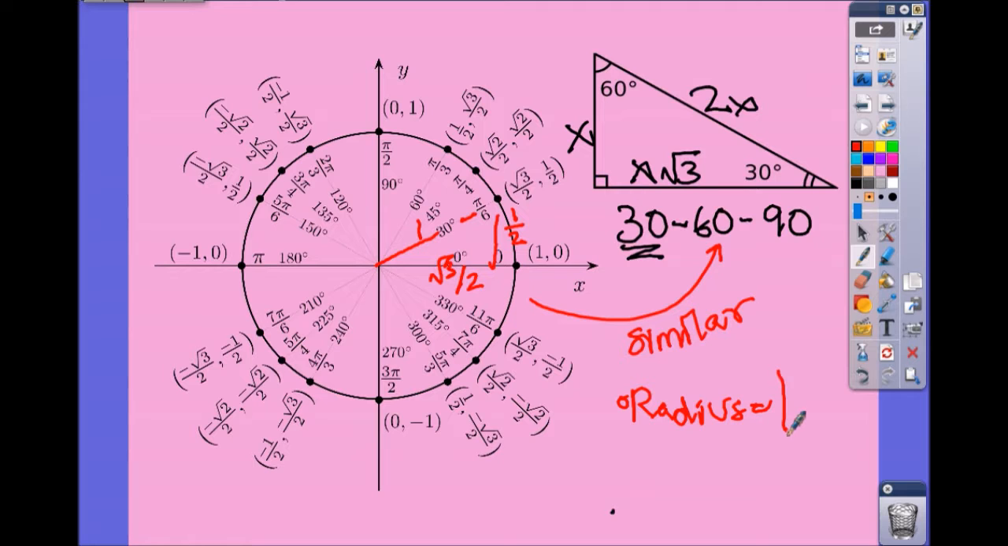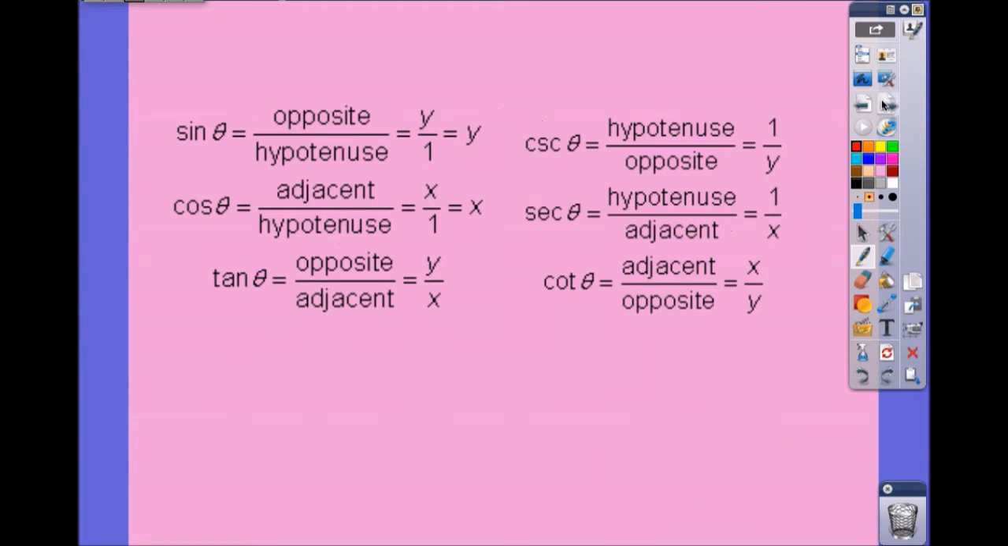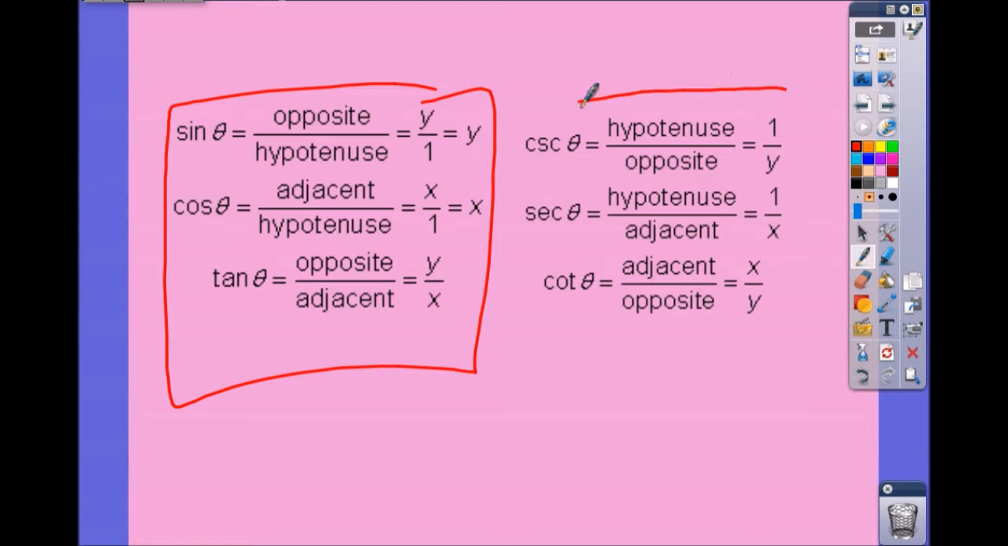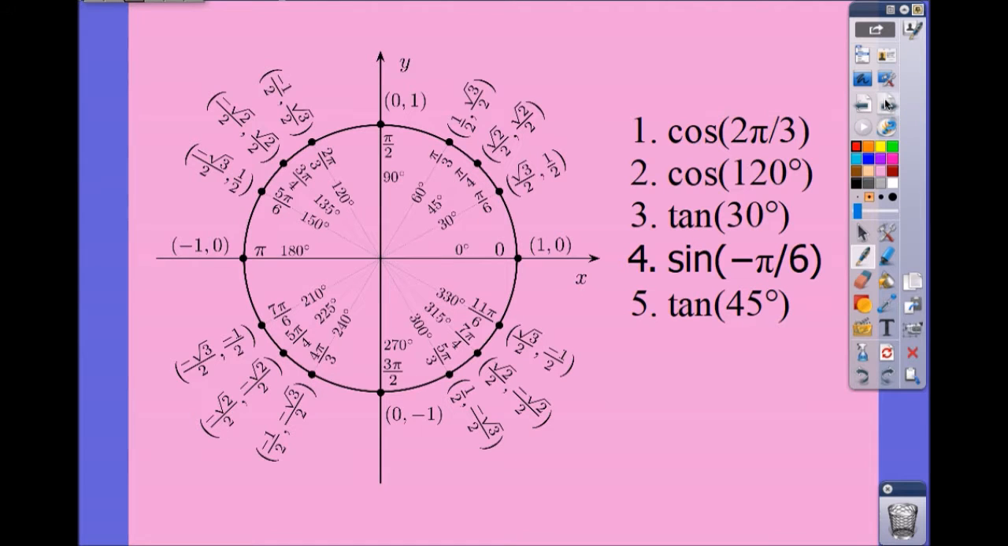For example, the side adjacent to the 30-degree angle on the right is square root of 3. Therefore, the corresponding side on the triangle on the left has to be half that, or square root of 3 over 2. So now we can apply the definitions of the 6 trigonometric functions to the coordinates x and y.